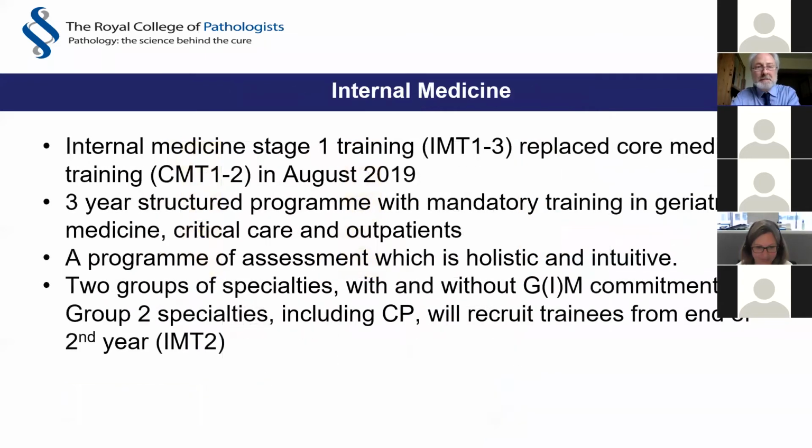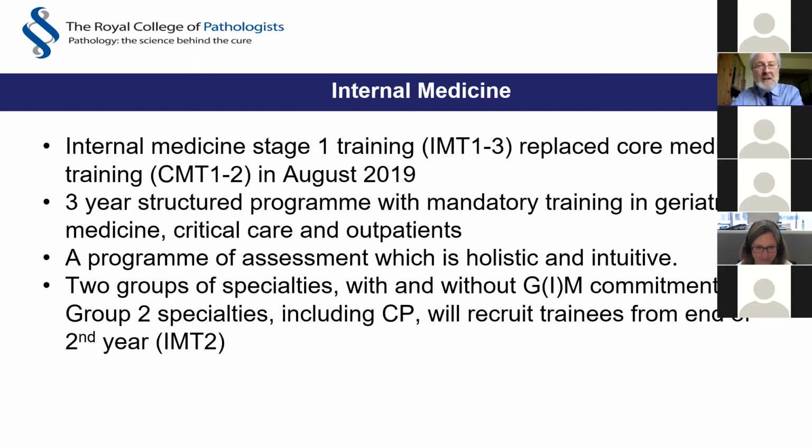Next slide, please. We anticipated that the majority of trainees would continue to come from internal medicine. So I'll say a word about that. Internal medicine training stages 1 to 3 replaced core medical training in August 2019. Core medical training was a 2-year program leading on to 5 years specialist training in subjects such as cardiology and respiratory medicine. IMT is a 3-year, well, the first stage of IMT is a 3-year course leading on to 4 years specialist training. But the 3rd year of IMT is very much targeted towards general internal medicine.